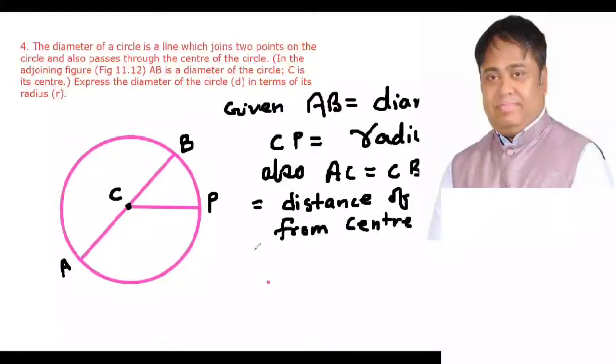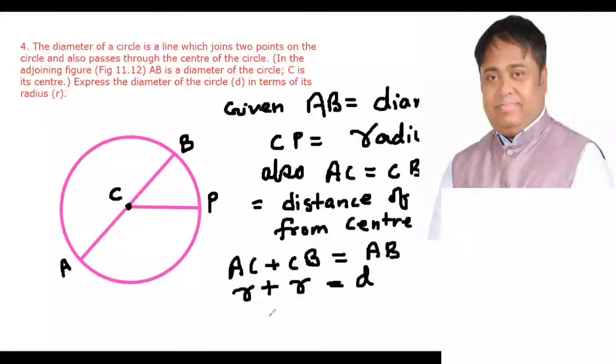So we can write AC plus CB is equal to AB. AC is radius and CB is also radius and AB is diameter. So we can write 2R is equal to D. If you have understood, raise your hand.